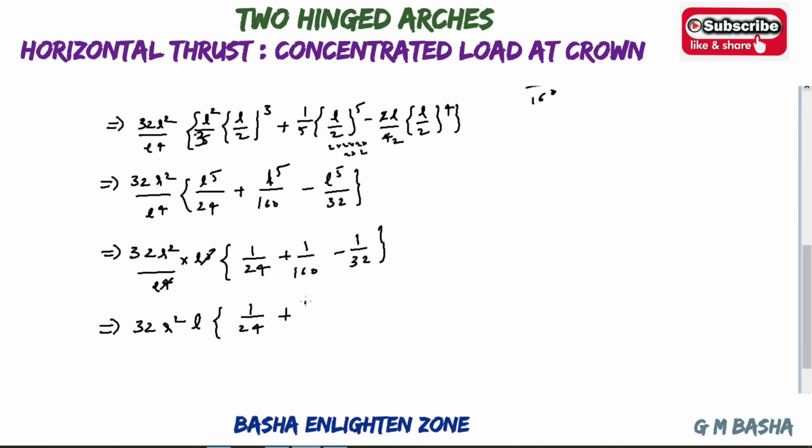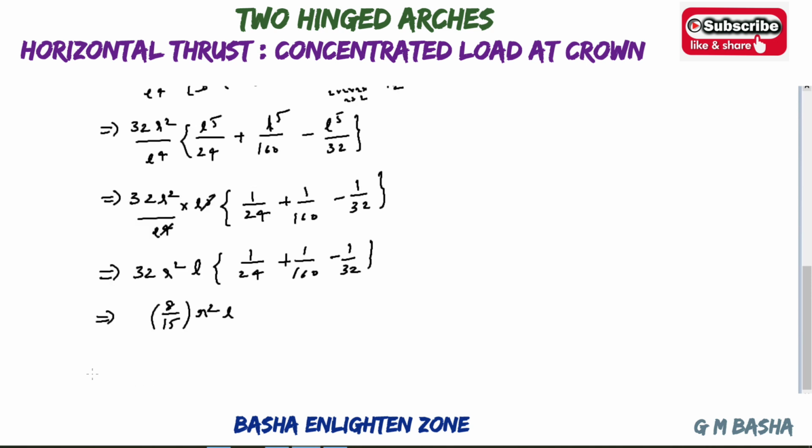So take down LCM common and you can do. Otherwise you can take down all the values directly by using your calculator. So it will be around how much? So for me it will be 8 by 15. I am taking the value directly after simplification, that is r square L. So 8 by 15 r square L. So if you want you can take down decimal fractions also. So this is integration of y square dx value. So this is the denominator part.